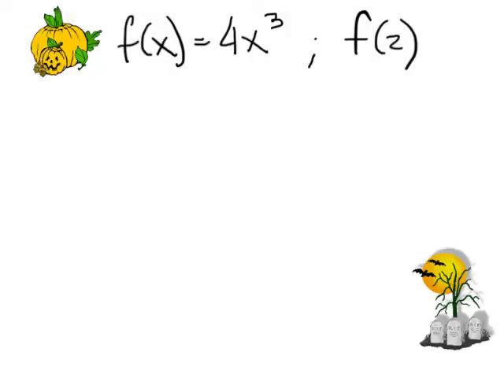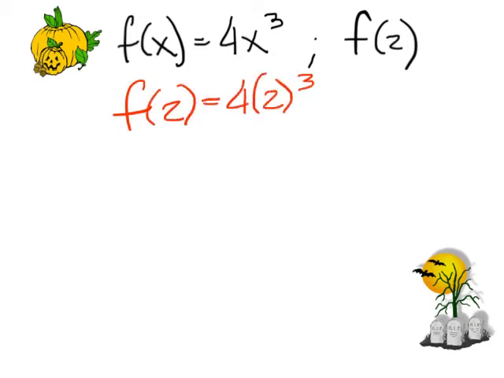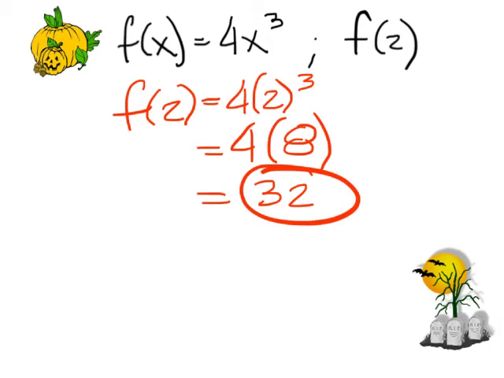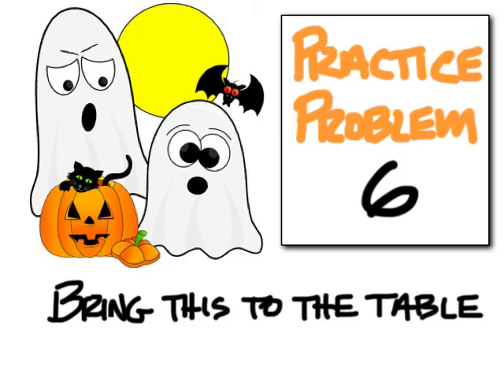Bonus problem number 5. f of 2 is 4 times 2 cubed, and 2 cubed is 8. 4 times 8 is 32. Remember, you must do 2 cubed first. It's not 4 times 2, which is 8, and then cube it. You don't do that. You do 2 cubed to get 8, and then multiply by 4 to get 32.